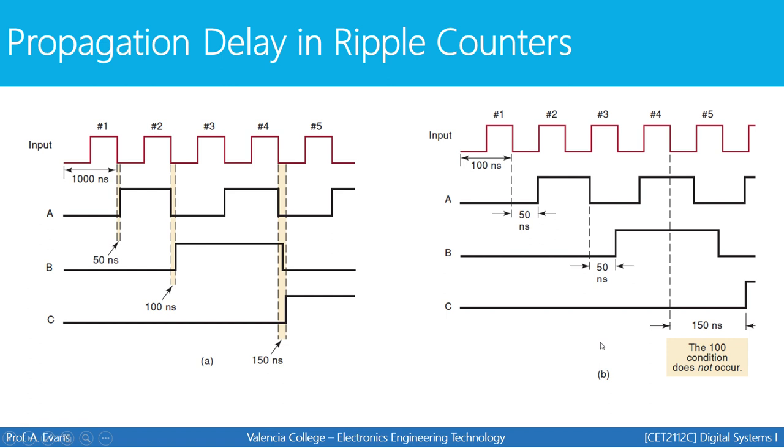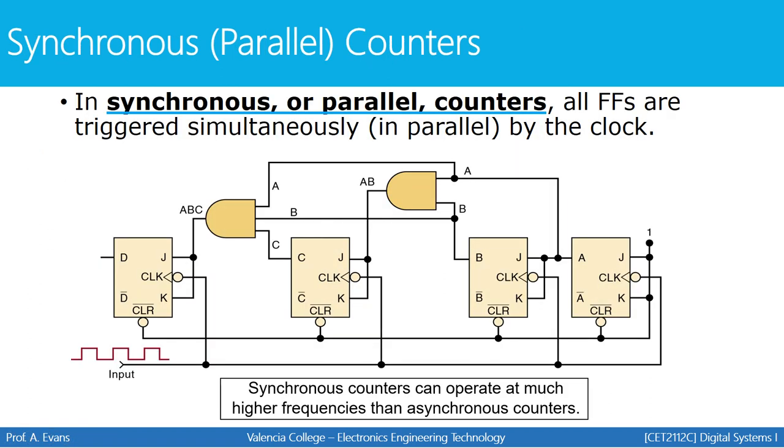So what is something we can do to solve the delay? One example is a synchronous counter, also called a parallel counter. In a synchronous counter, all the flip-flops are triggered simultaneously with the same clock signal, so we no longer have a ripple effect. We have all 4 flip-flops in this example connected to the same function generator, clock signal. Because of that, we have a different orientation.